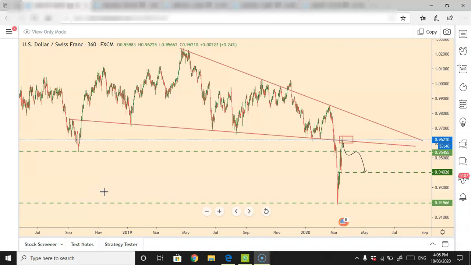First of all, we don't have much to go through. We've just got 5 currency pairs, well 4, and we have gold as well to go over. So USD Swiss is the first pair.